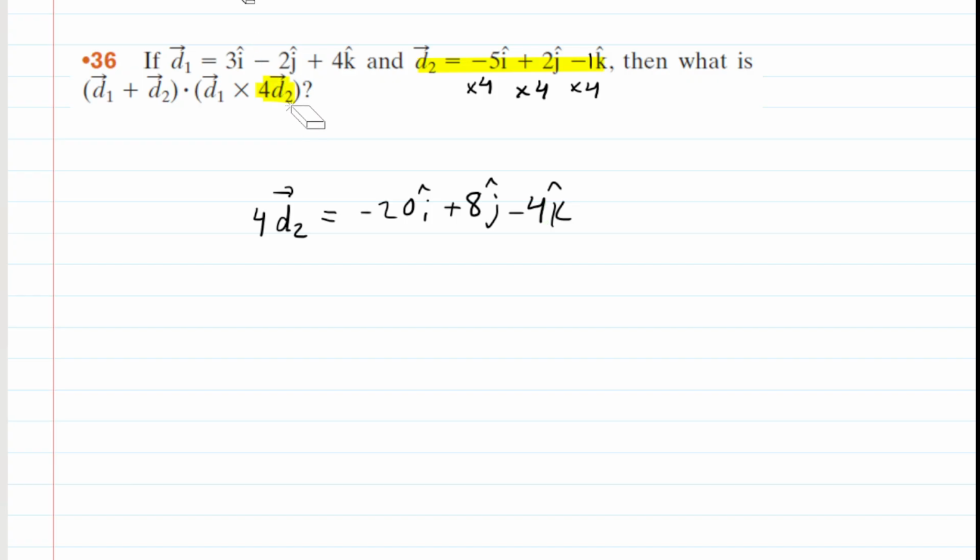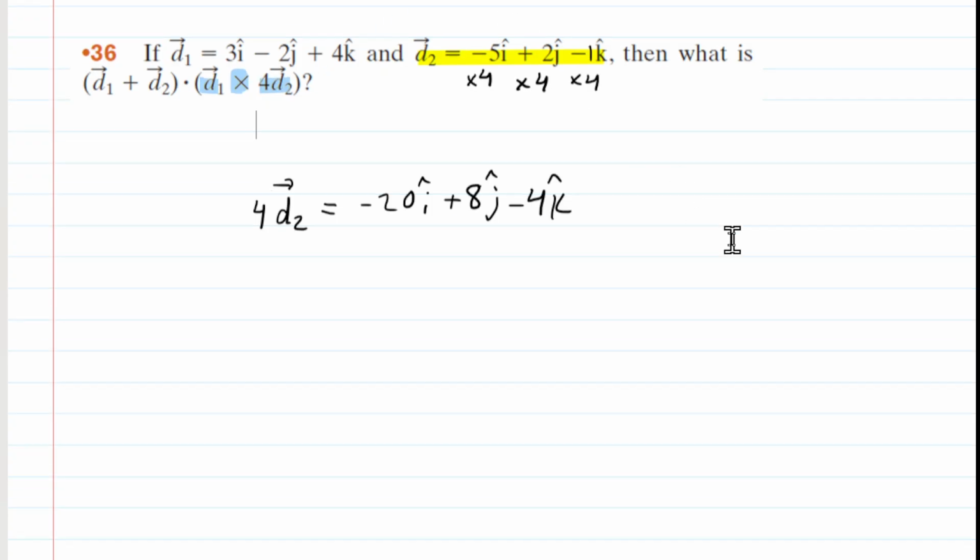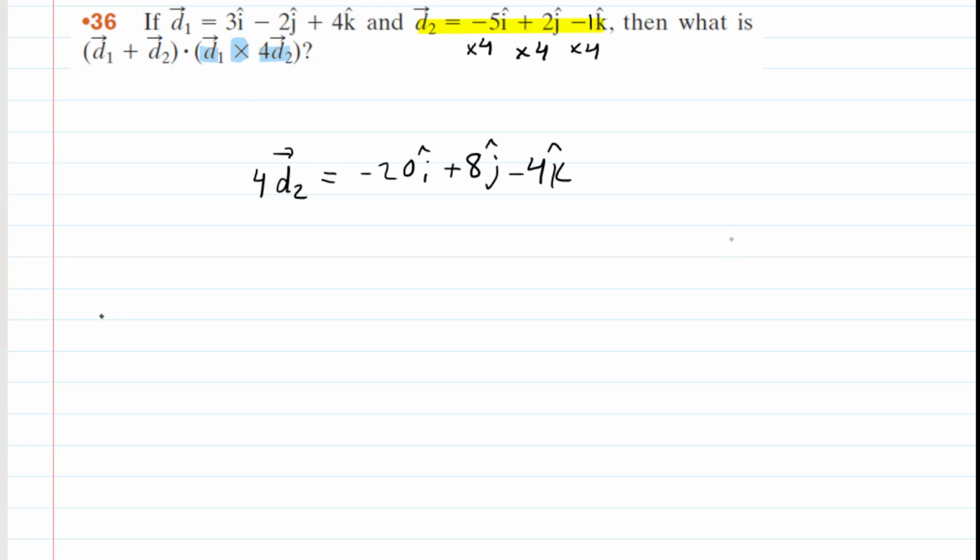Now, the next place to consider would be the cross product. This might be the most challenging. So we're going from the easiest to the most challenging, but that's okay. We can do this. We're going to be crossing vector d1 and the vector that we just generated, that 4d2 vector. So it's a cross product. We're going to set that up as follows. We're going to do this very carefully.